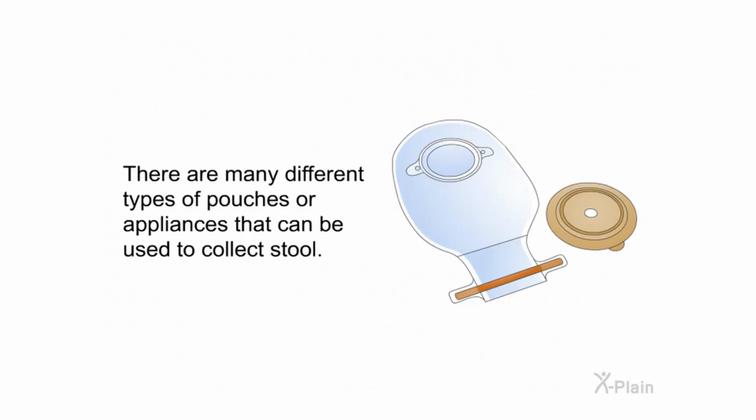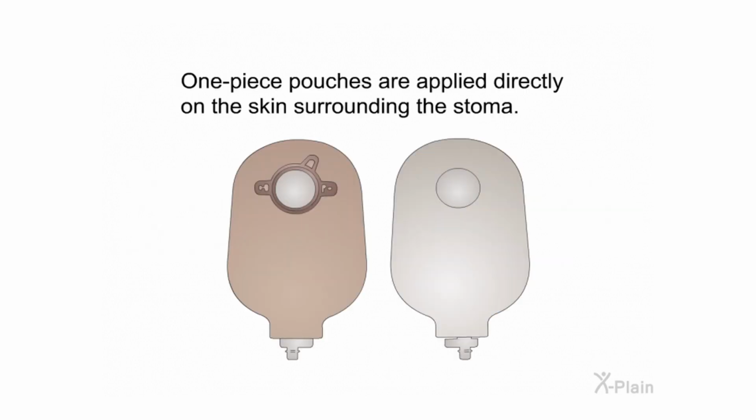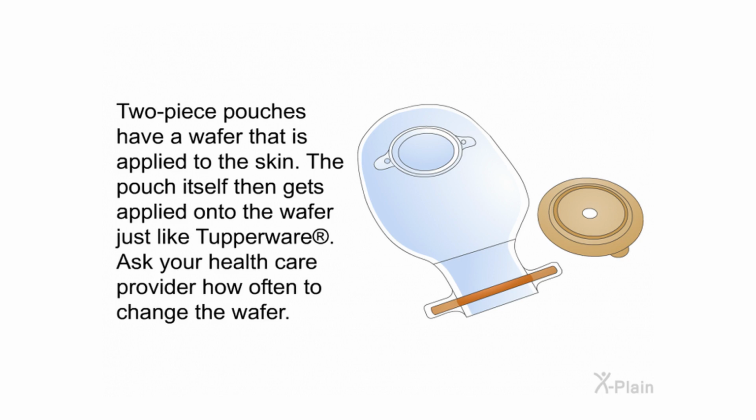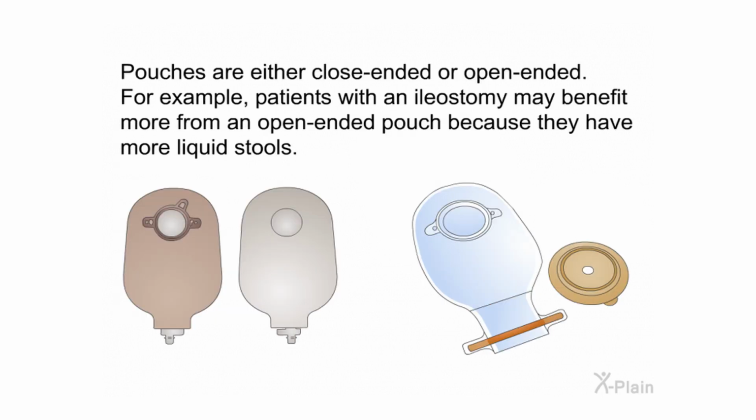There are many different types of pouches or appliances that can be used to collect stool. One-piece pouches are applied directly on the skin surrounding the stoma. Two-piece pouches have a wafer that is applied to the skin. The pouch itself then gets applied onto the wafer just like Tupperware. Ask your healthcare provider how often to change the wafer. Pouches are either close-ended or open-ended. For example, patients with an ileostomy may benefit more from an open-ended pouch because they have more liquid stools.